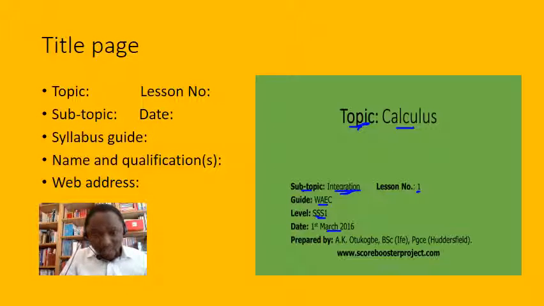The importance of this date really is for me to be able to track my work, and if I need to improve on the PowerPoint in future, I want to tweak it, or I want to do anything with it, at least I will have an idea of when I last prepared this particular one. And then it's important we know who prepared it. So in this instance, I've put AK Otukogbe, that's Abdul Ghani Kayode Otukogbe.